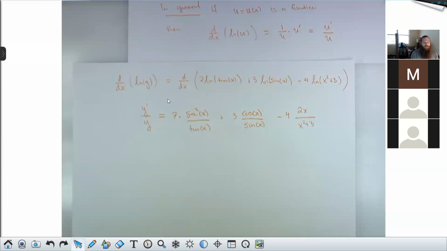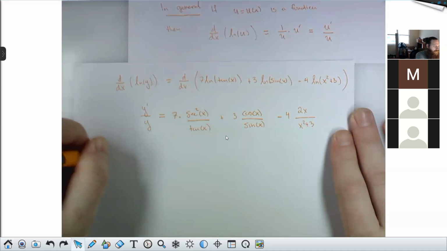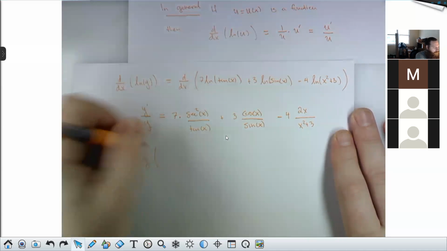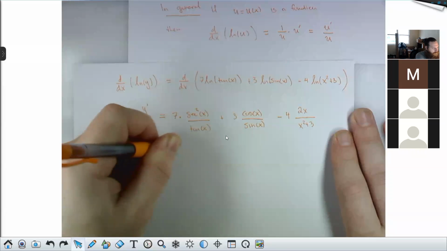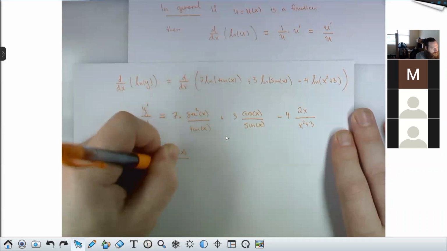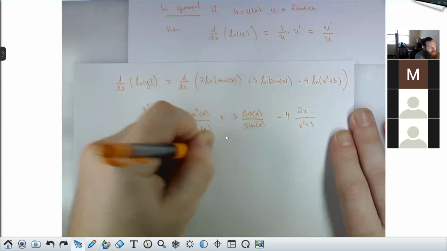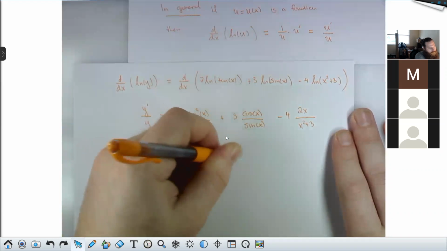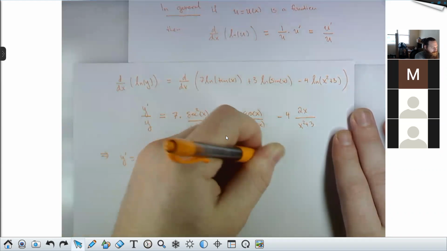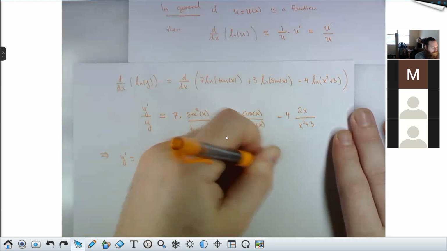Finally, if I want an explicit expression instead of an implicit expression, this is an implicit expression because there's a y here. I can multiply this y back over and then substitute in. You get y prime equals y times 7 secant squared x over tangent x plus 3 cos x over sine x minus 8x over x squared plus 3.